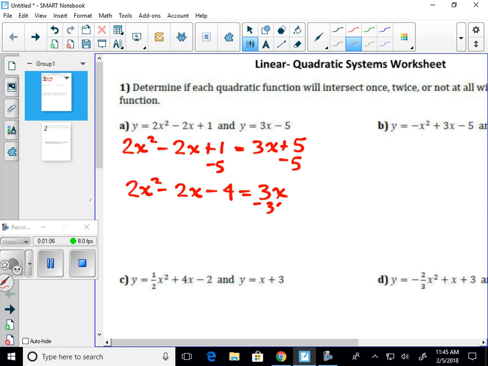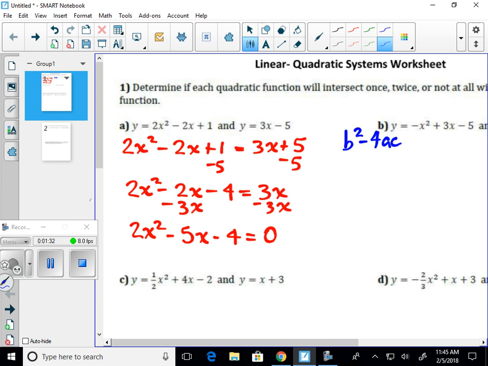Go ahead and move your 3x over. I do that by subtracting like terms with like terms. So 2x squared minus 5x minus 4 is equal to 0. Now I have a quadratic equation. I want to find its determinant. Remember, the determinant is just what's under the radical of the quadratic formula. So that's b squared minus 4ac.